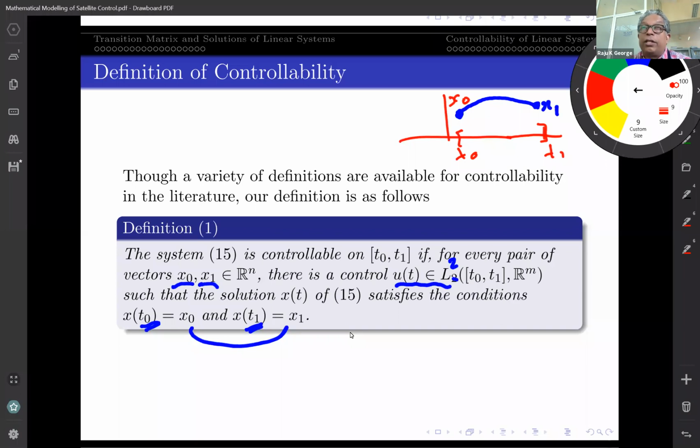There are thrusters already built into a satellite. Those thrusters can be fired. By firing those, U1 and U2, it will bring it back to the desired orientation. So those are the controllers. For a given initial state to a desired final state, can you apply some kind of controllers so that it does the job, that is, does the steering? That is the mathematical idea of controllability, which is applied in physical systems.